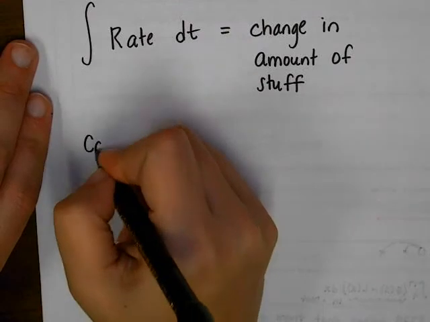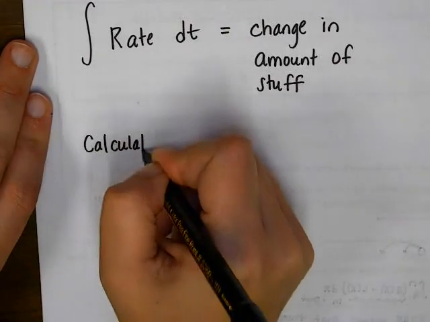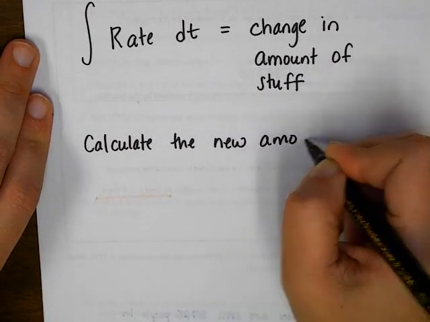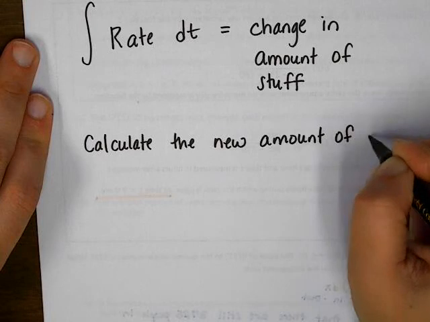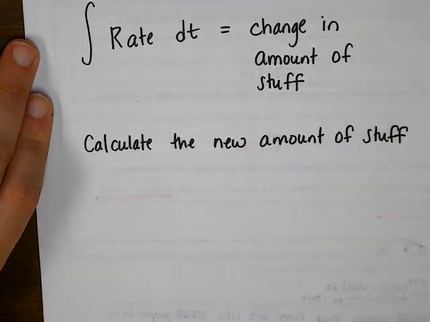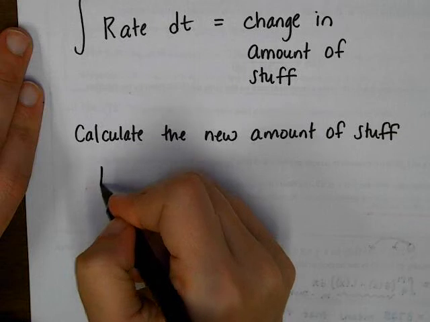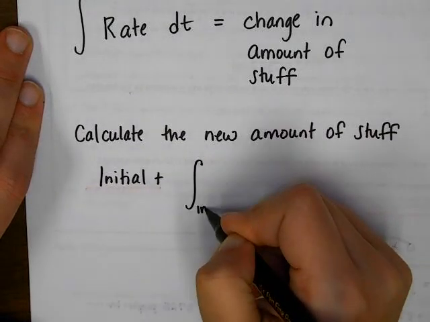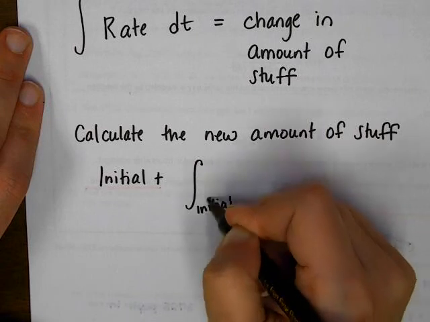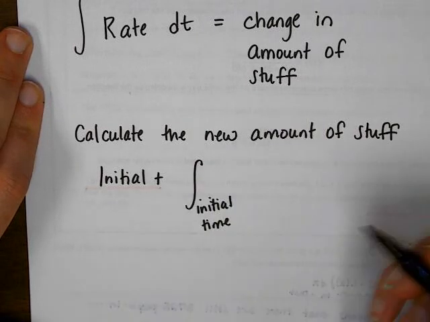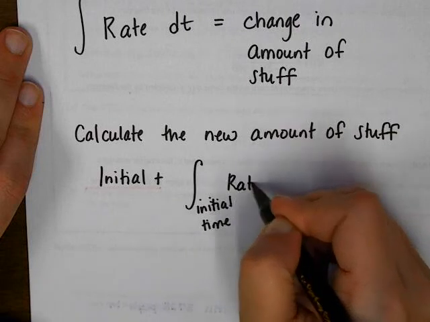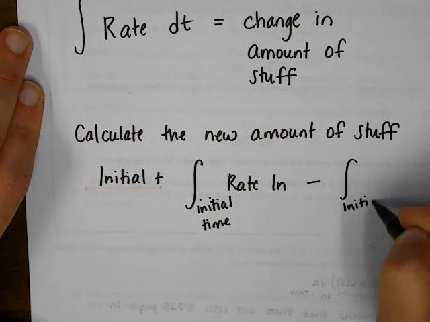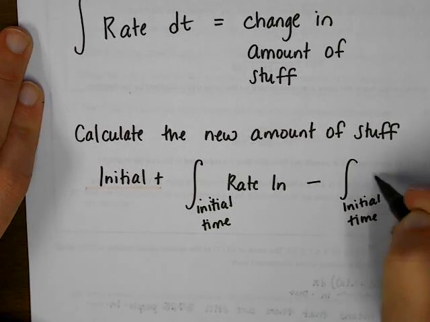If you want to calculate the new amount of stuff, so in other words, how many people are there now? You always do the initial plus the integral from whatever initial time you had of the rate coming in minus the integral from the initial time of the rate going out.